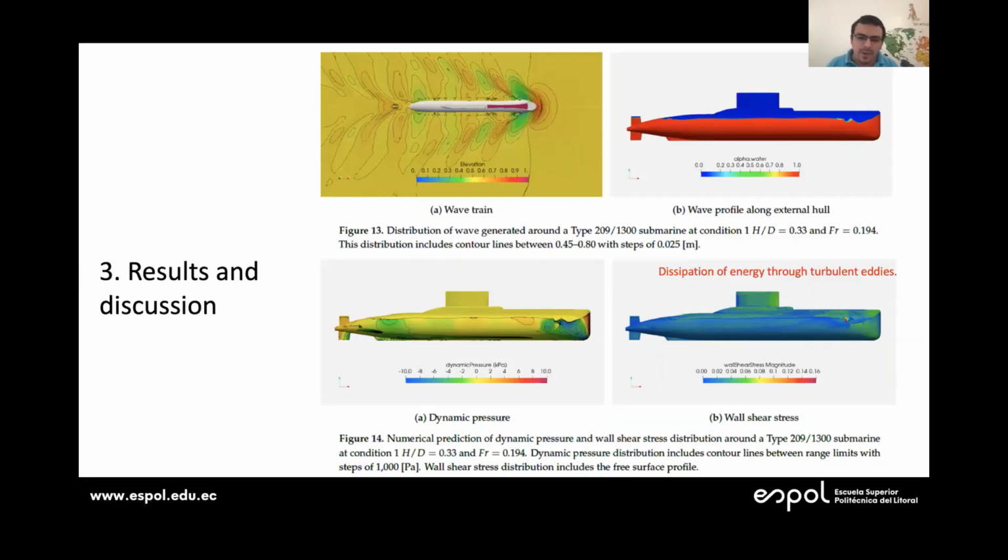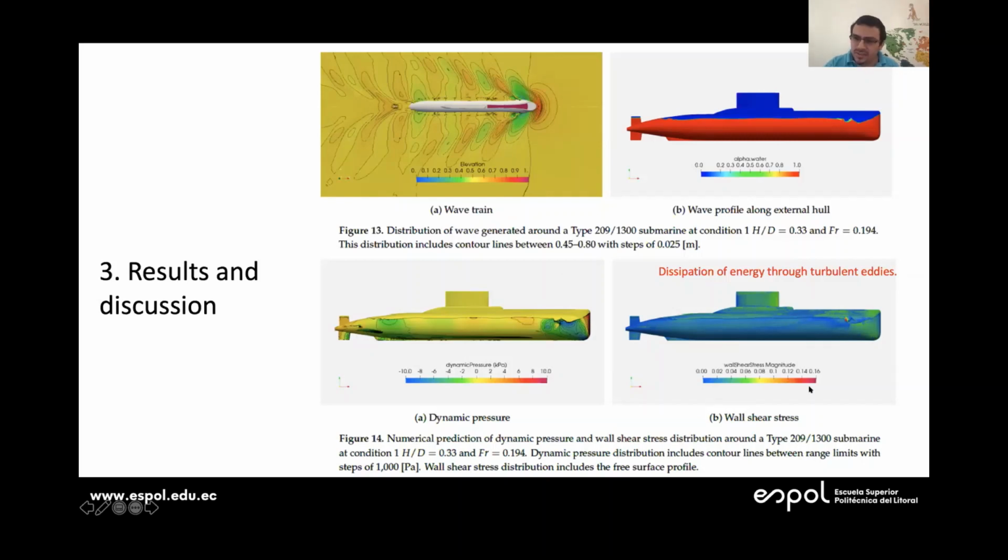We compared the dynamic pressure distribution, and we got what we expected. We got some acceleration region, almost up to 20% of the length. And after that, we got a distribution that corresponds to the wave train that we show at the upper side.